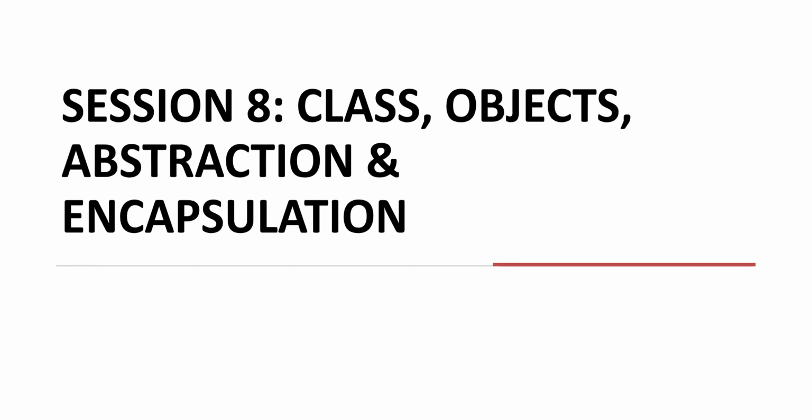Class, object, abstraction, encapsulation. These are fundamental pillars of object-oriented programming. Before we move into complex features like inheritance and polymorphism, we must be very clear about these basics. A class can be understood as a blueprint or template, and an object is the actual instance created using that blueprint. Then comes abstraction, which means showing only the essential features to the user while handling the internal working details.